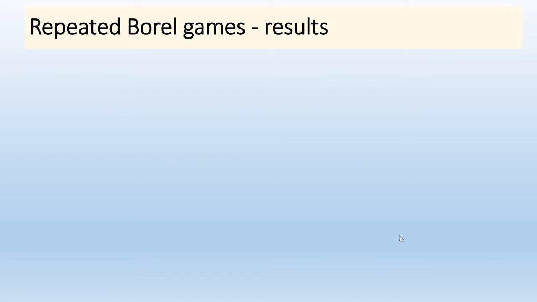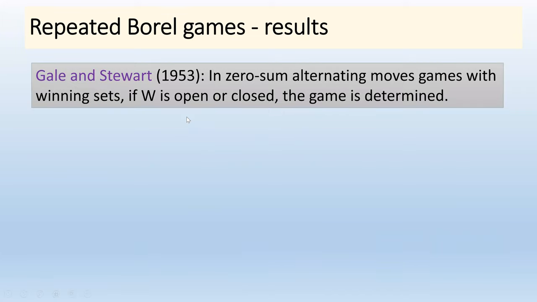You saw already several results that enable me to put the current work in context. Ron Peretz dedicated one slide in his talk to tell us about Gale and Stewart's result from '53. They considered zero-sum games with alternating moves and with winning sets. That is, there is a set W, player one wins if the infinite play is in this set and player two wins otherwise. And they proved that if the winning set of player one is either open or closed, then the game is determined, meaning either there is a winning strategy for player one or there is a winning strategy for player two.